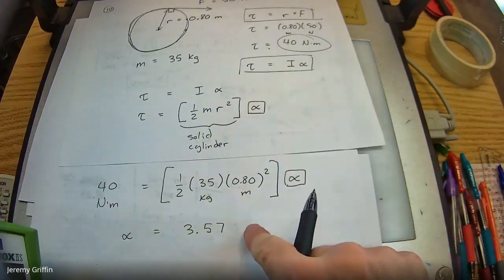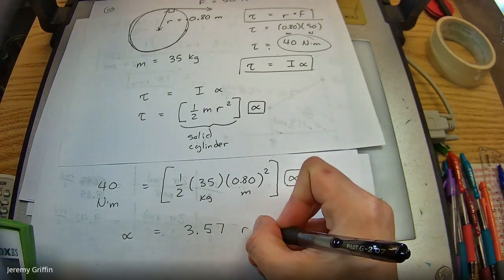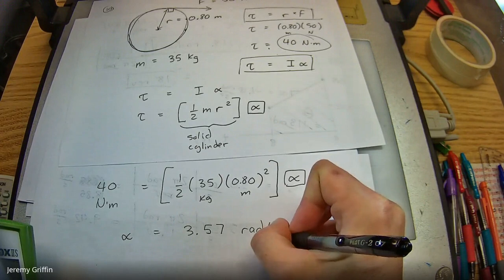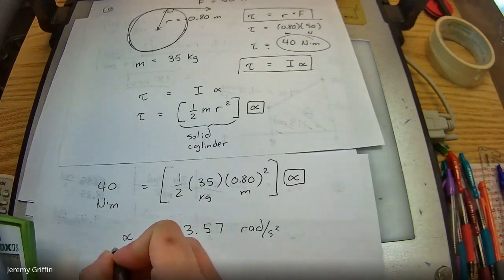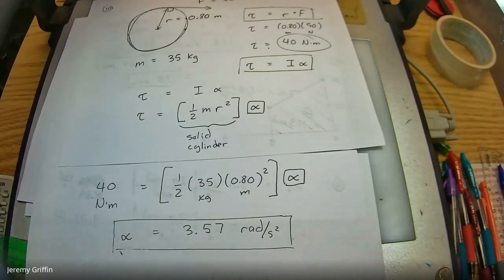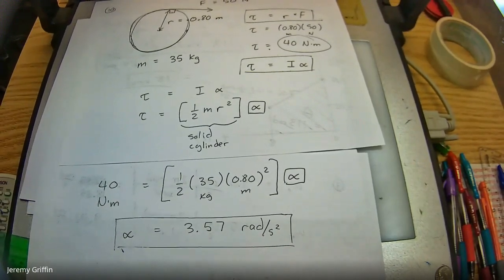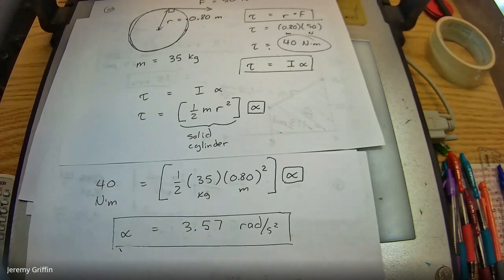This many what? What's the unit for that? Exactly. I hear a bunch of guys saying that. Radians per second squared. Yeah. Good call. Okay. That's the rate it's speeding up spinning. It's gaining 3.57 radians per second every passing second. Speeding up.